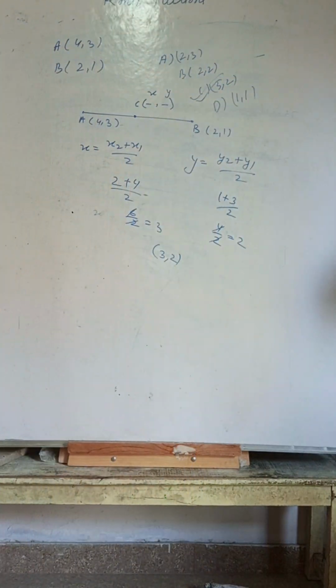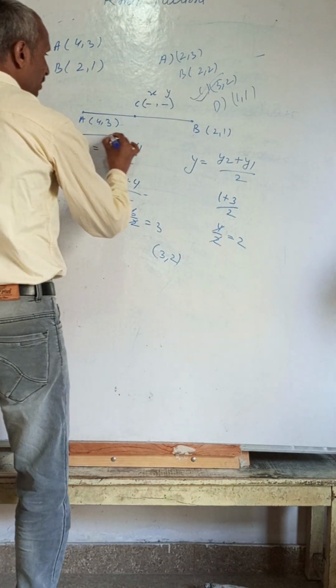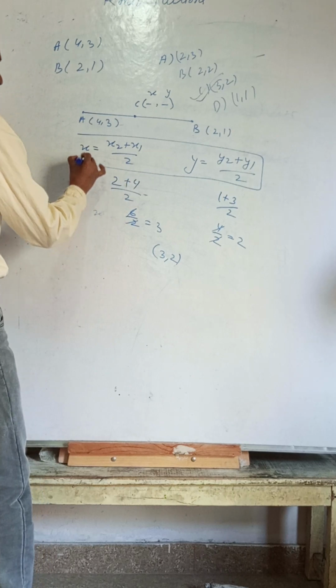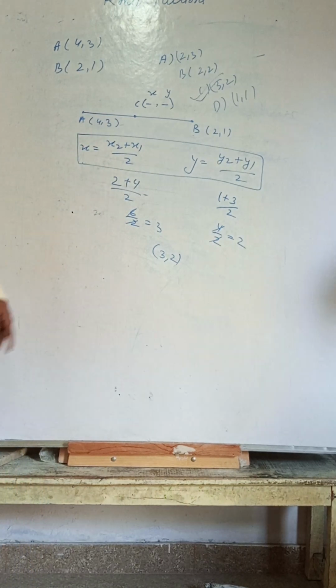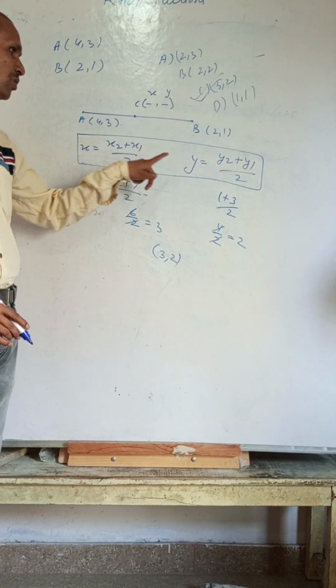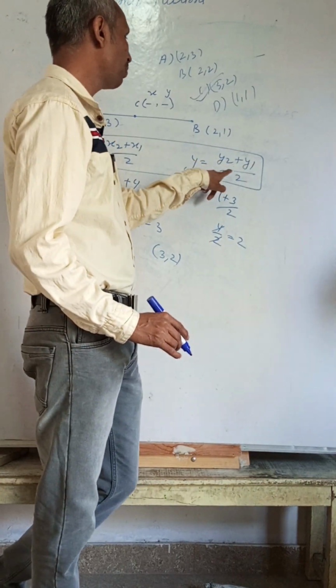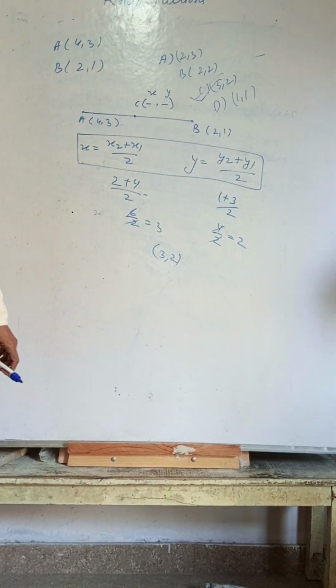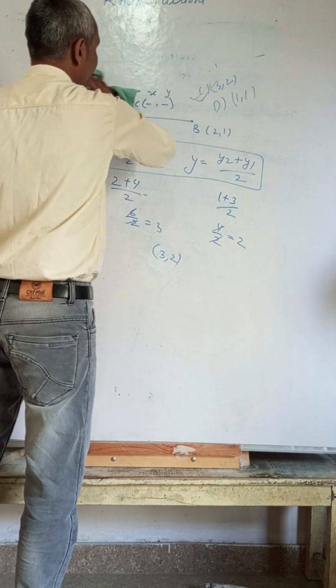Now this is the midpoint formula to find the midpoint of any line segment. What is that? x equals x2 plus x1 by 2, y equals y2 plus y1 by 2. That is the formula for this. Now we are going to question number 6.